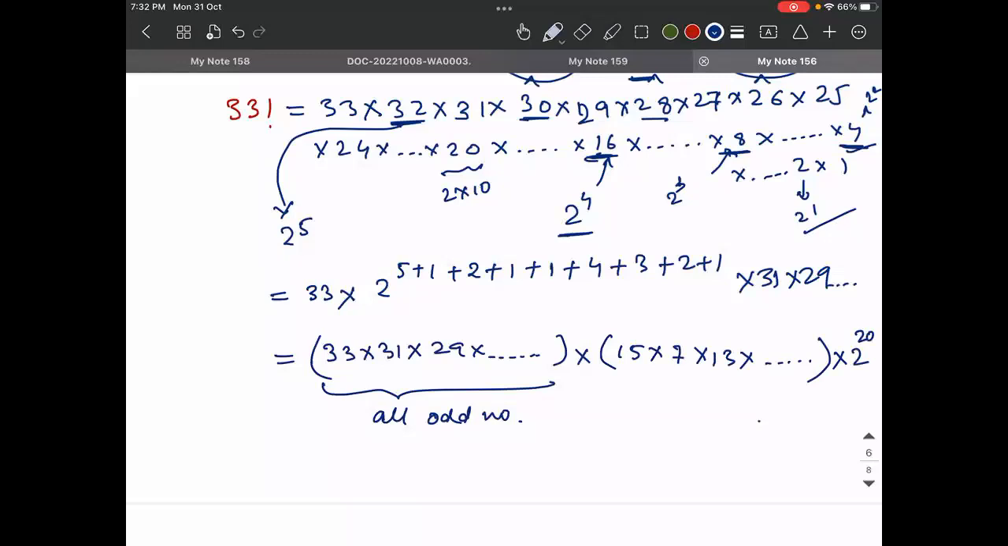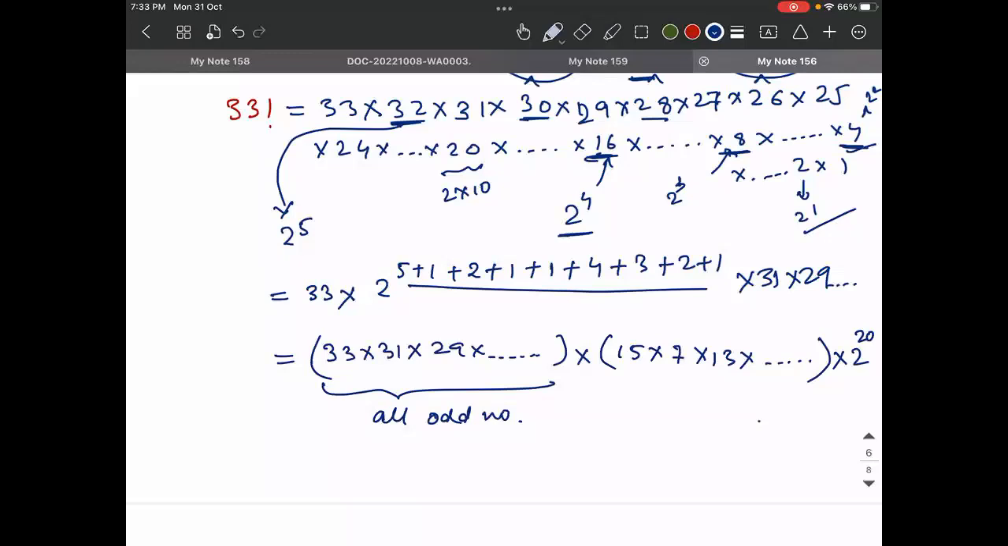If you add these up, what are these numbers? 32 is 2 to the power of 1, so we have taken five 2s from here. We have taken two 2s from 28. We have taken one 2 from 26. We have taken four 2s from 16. We have taken three 2s from 8. We have taken two 2s from 4, 2 into 2, right? So we are adding, and even here we have left so many 2s.